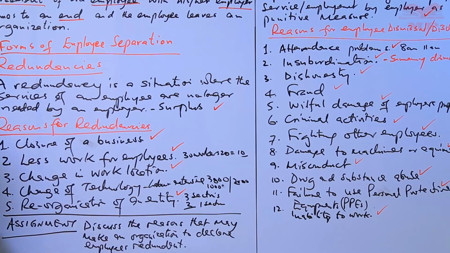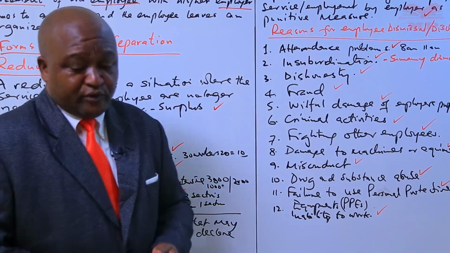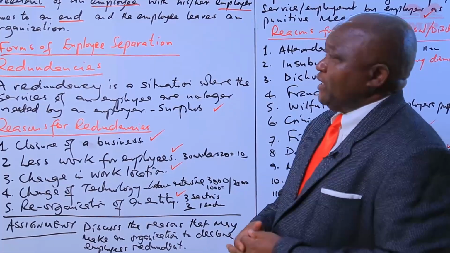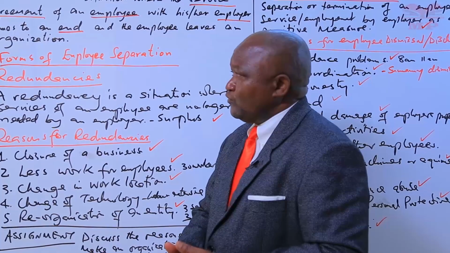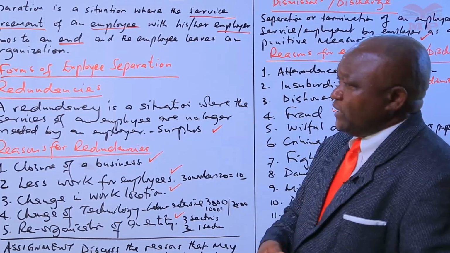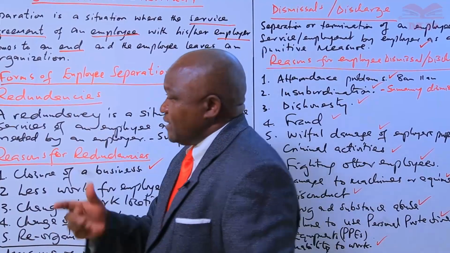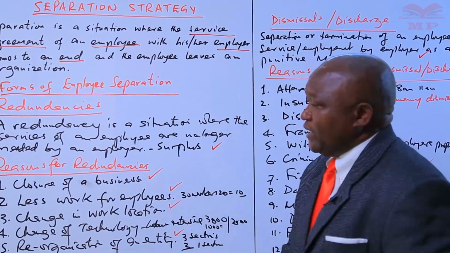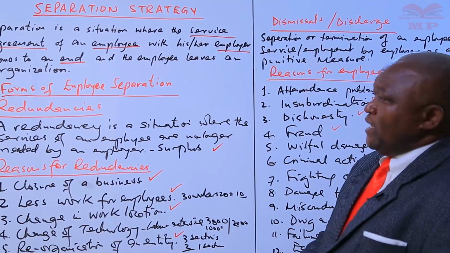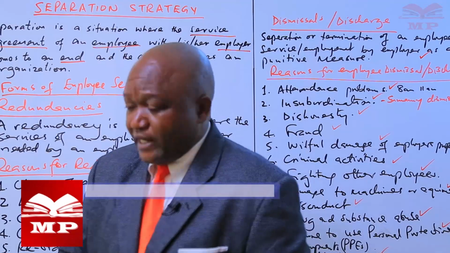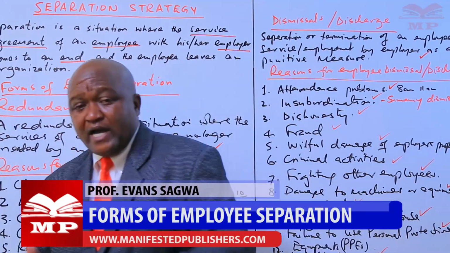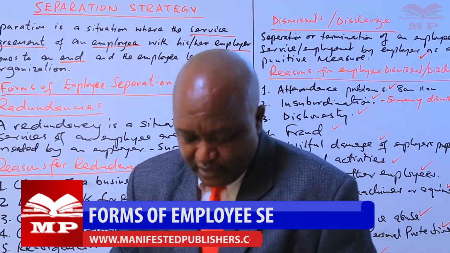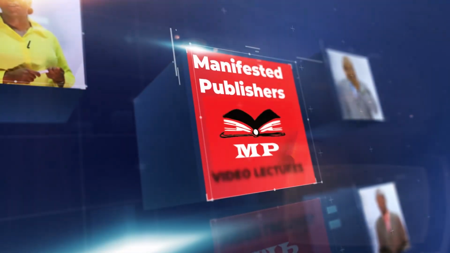employees redundant. So you go through what we have done today, which was our introduction to separation strategy, and we have looked at the forms of employee separation, and today we have looked at redundancies and redundancies as one of the forms of separation. Then we have also looked at dismissals, or what are called discharge. And in our continuing lesson, dear learner, we are going to look at retirement and resignation as part of the process of employee separation. So thank you very much.